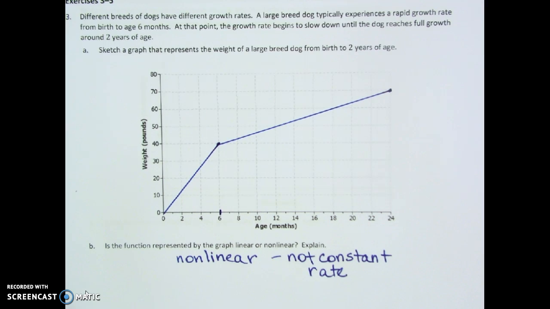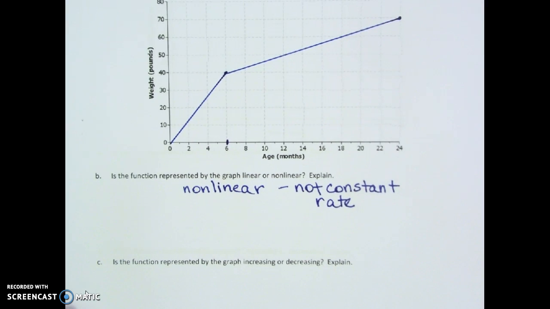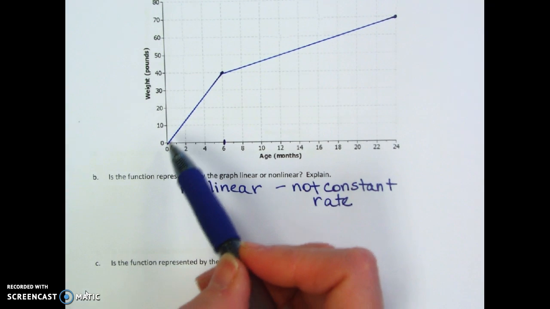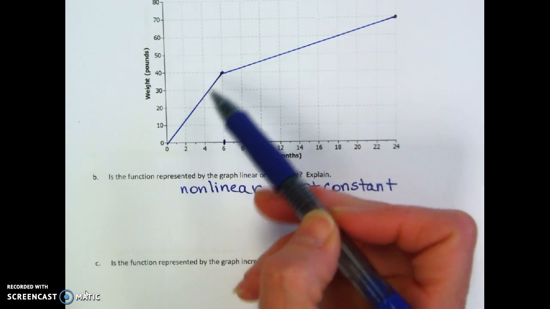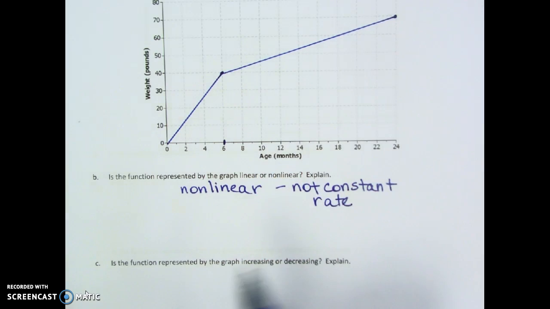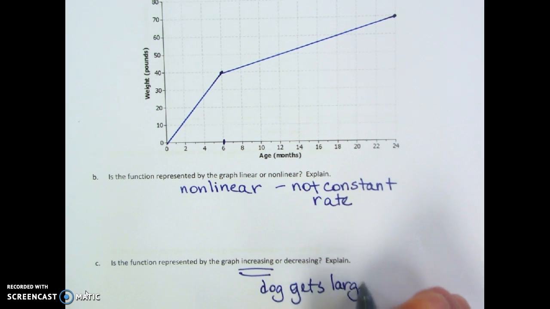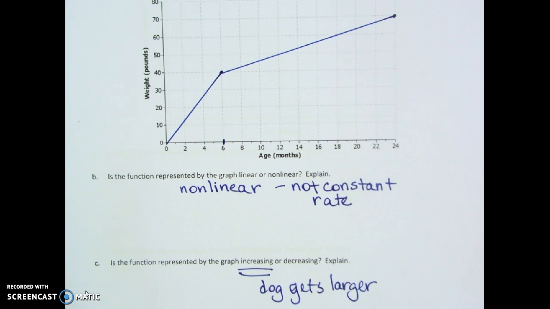Now, they also want to know, is the function increasing or decreasing? Well, we are still going uphill. The dog's weight is increasing, and it is also increasing here. So this is an increasing function because the dog gets larger. Okay, it's going up in size.